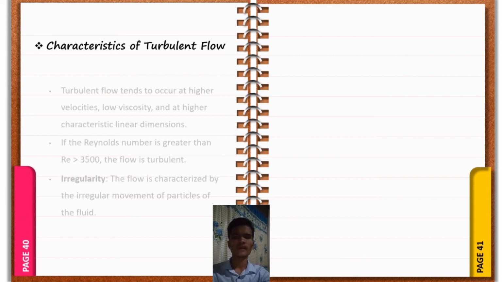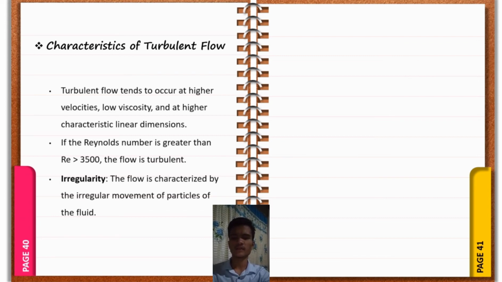Okay, we have here the characteristics of turbulent flow. First, turbulent flow tends to occur at higher velocities, low viscosity, and higher characteristic linear dimensions. Next, if the Reynolds number is greater than 3,500, the flow is turbulent. Third characteristic is the irregularity. The flow is characterized by the irregular movement of particles of the fluid.